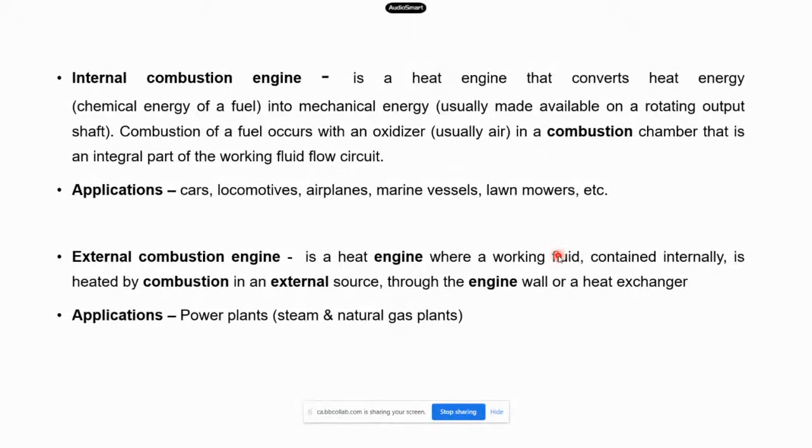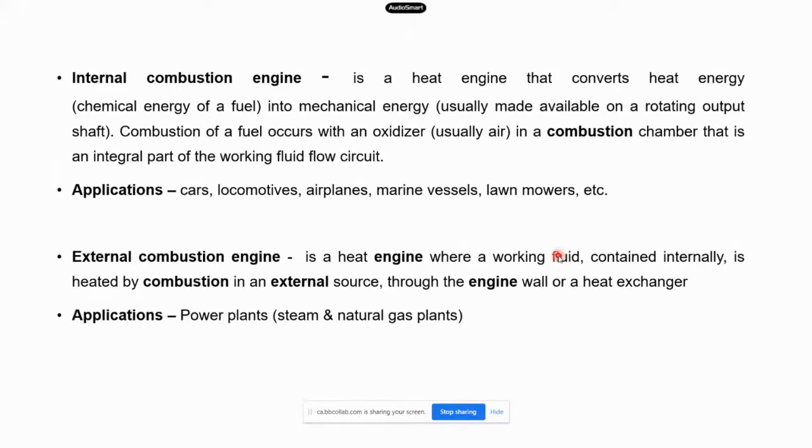Now, this slide is unnecessary. Internal combustion engine. So what is the difference between an internal combustion engine and an external combustion engine? The difference is simple. In an internal combustion engine, the working fluid is allowed to mix with fuel. The working fluid is air. It mixes with petrol or diesel in order to oxidize. So in other words, there's a chamber, and the oxidation or combustion takes place in the same chamber.